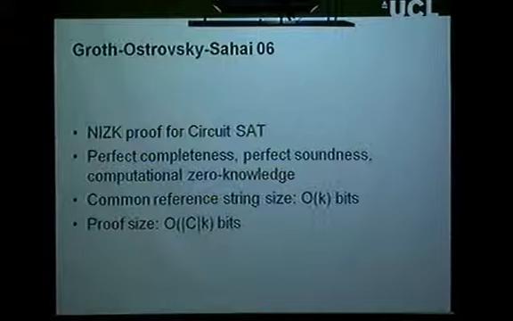Okay, so the first thing I'm going to show you is a non-interactive zero knowledge proof for satisfiability, which has perfect completeness, perfect soundness, and computational zero knowledge. And the common reference string is very short. It just consists of a few group elements. This compares quite favorably with previous constructions that really had huge common reference strings, many gigabytes. And the proof size is going to be basically a constant number of group elements per gate in the circuit.